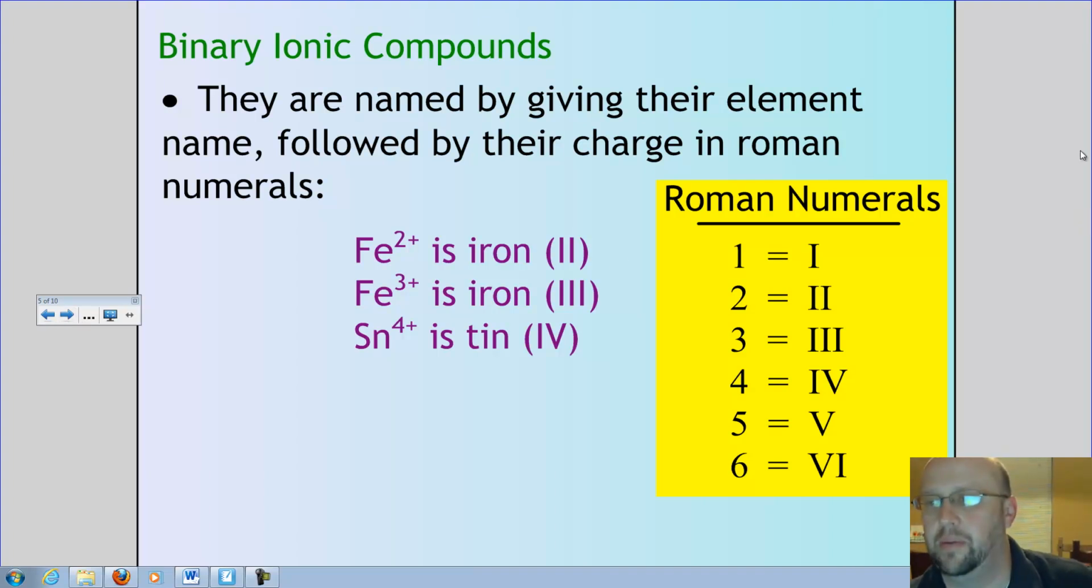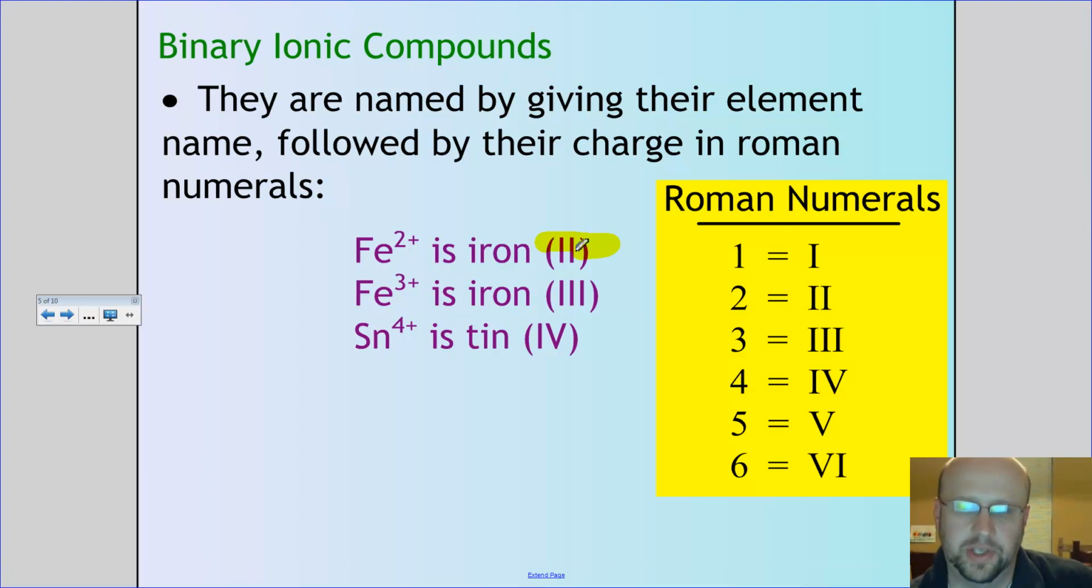Now, how do we name them, though? We name them by writing down their name. So Fe is iron. That part is easy. And then in parentheses next to it, we put its charge in a Roman numeral form. Now, if you take some further science classes, you may hear that it says oxidation number, and that technically is true also. We would put its oxidation number in here, but charge is what we're going to use most of the time.